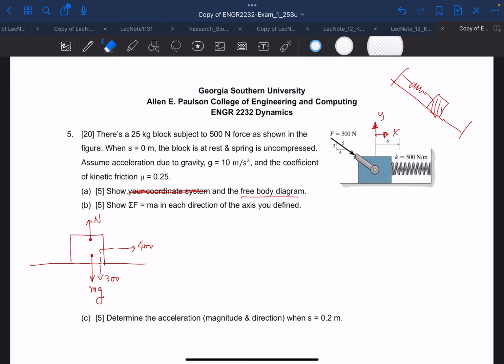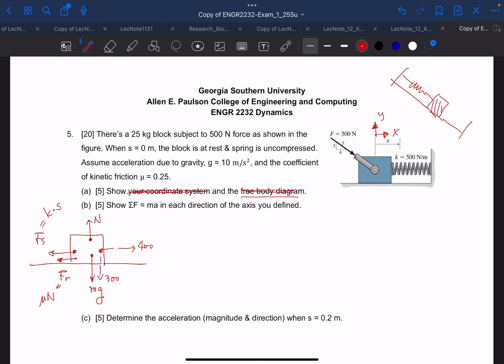You can maybe get rid of that if you want. And we have the spring, and we have friction like that. And spring force is K times S, right? And friction is mu times N, isn't it? So we got that free body diagram here as well.